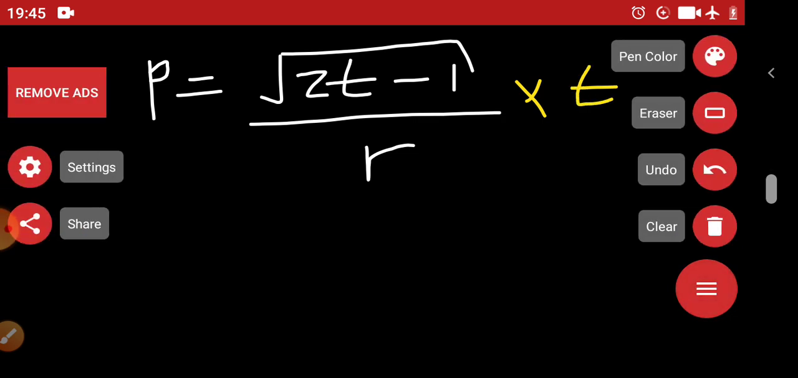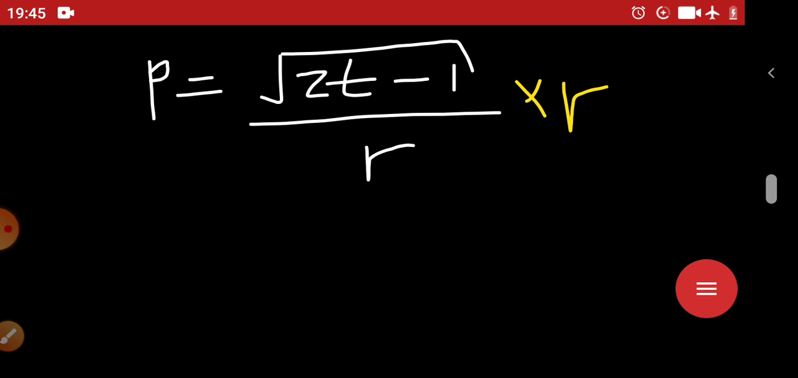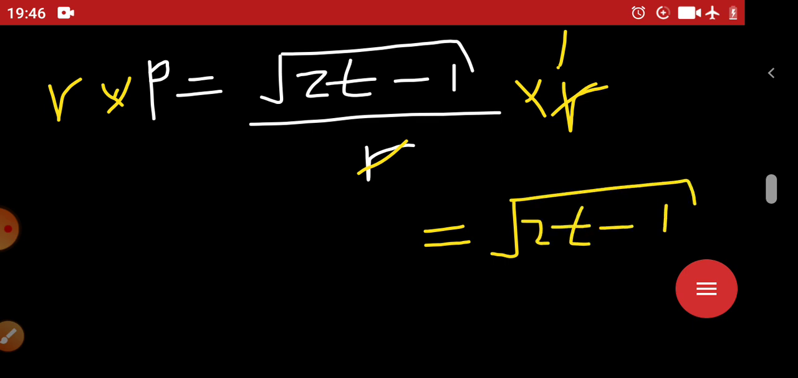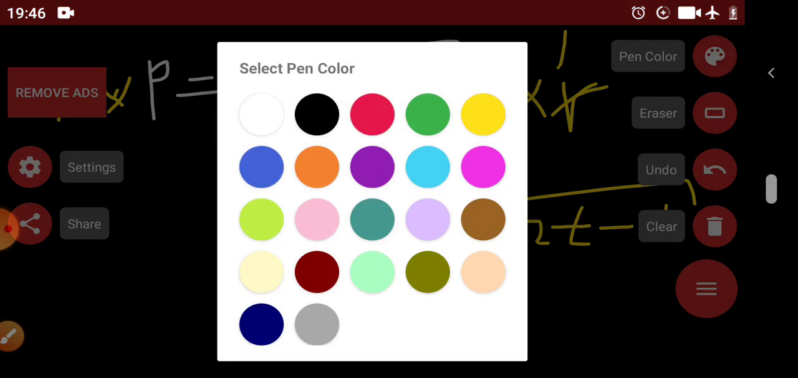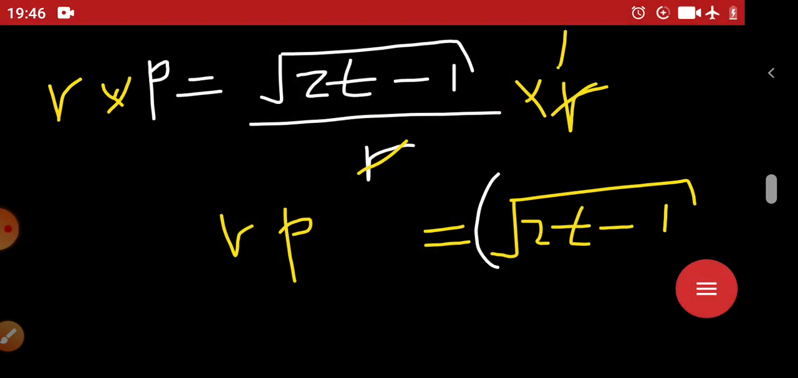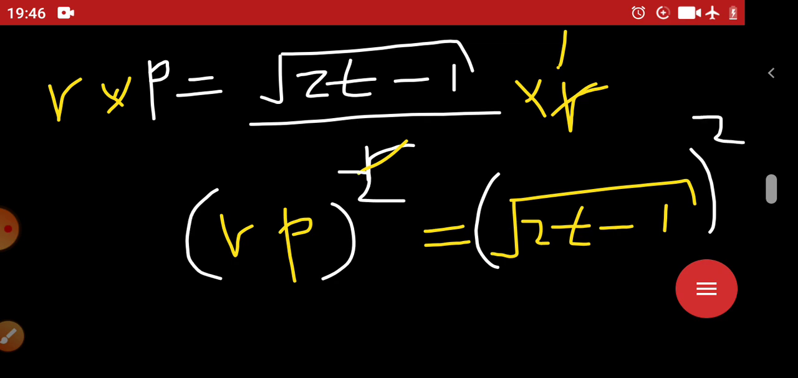To remove the denominator, which is r, the r is divided, so the opposite will be multiplying. So here this will cancel this, and you'll have 1 times the square root of 2t minus 1. So the right hand side will be the square root of 2t minus 1, and the left hand side will be r times p. Now how do we remove a square root? We remove a square root by squaring. Squaring means taking the power of 2. So we take the power of 2 both sides.